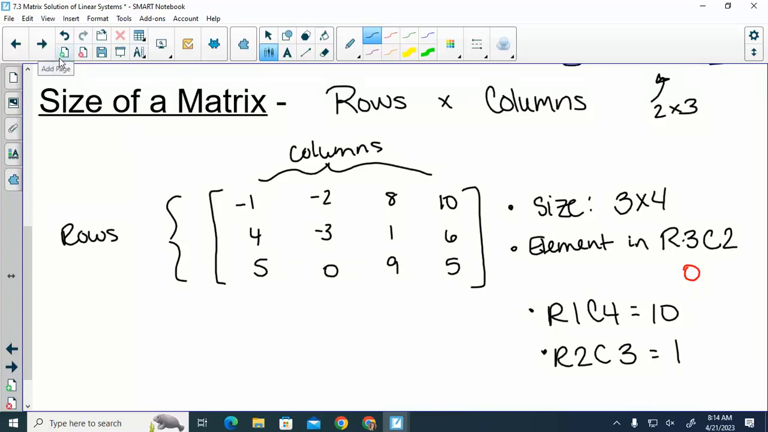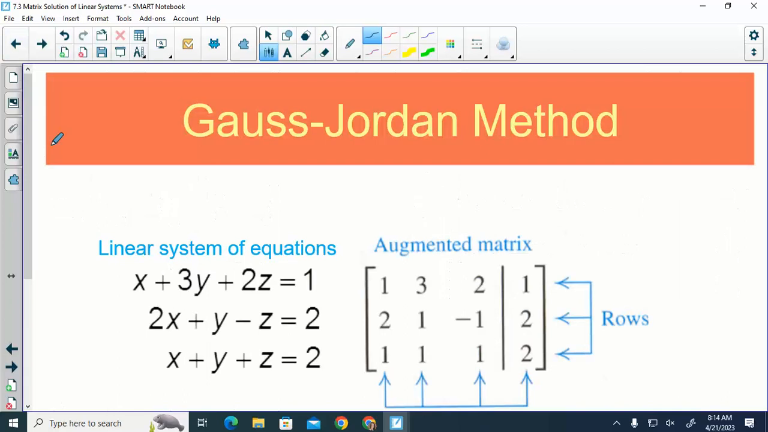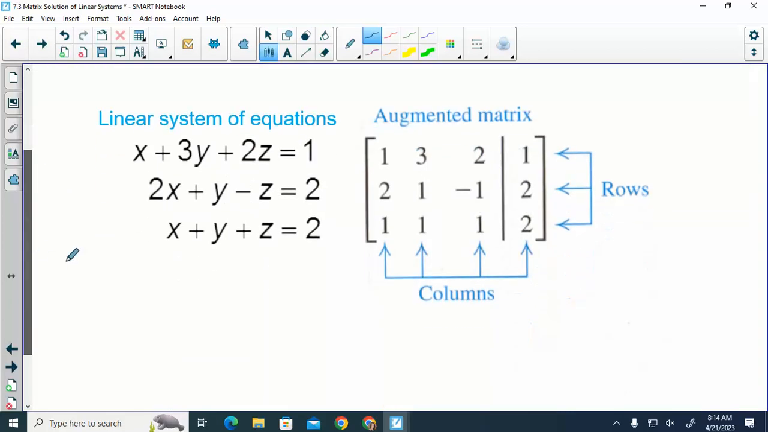We are going to use these to solve our systems. So what we'll do is take a system and put it into an augmented matrix. So when you have an augmented matrix, each row represents an equation. And it's basically taking the equations and writing them without the variables. So each row is an equation.